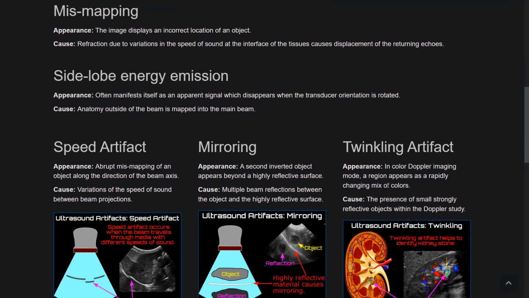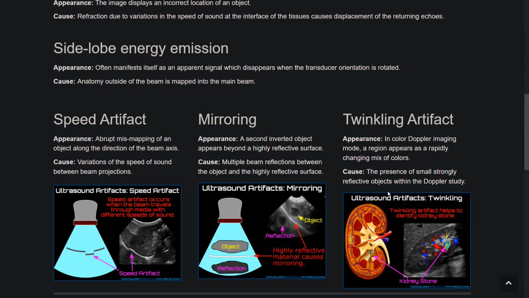The second one will be the mirroring artifact. It's also known as the ghost artifact. It is created when sound reflects off an enormous reflective surface and is redirected closer to a second shape. As you can see here, here is the real one, and here is the illusion or artifact one. The redirection causes a copy of the image to incorrectly appear in the image, as you can see here. To avoid such an artifact, the user must decrease the overall gain and change the beam angle.